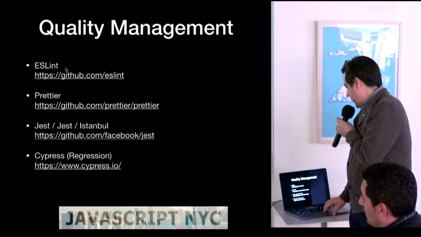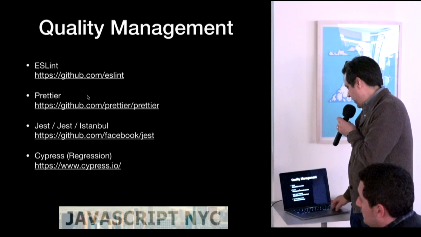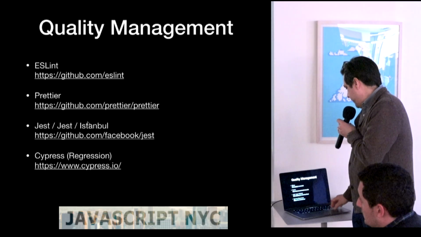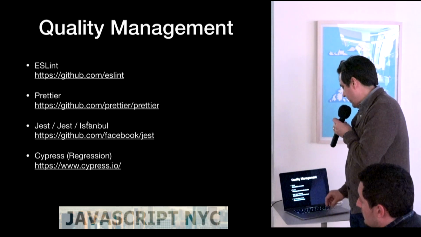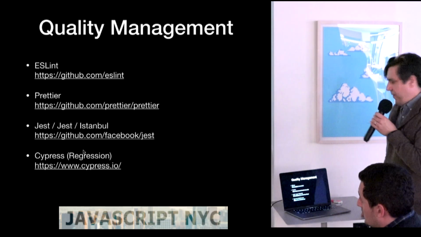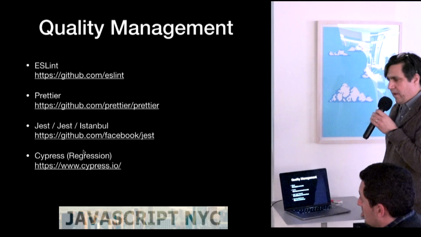Other things for quality management: ESLint, Prettier, Jest. Jest has a really nice Istanbul integration for code coverage, so you get that. And then right now, I haven't really used Cypress, but this guy, Kent C. Dodds, recommends it pretty highly.